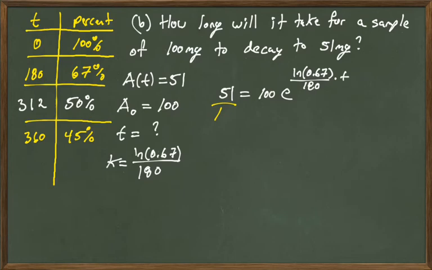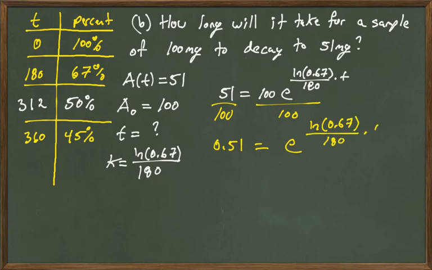And again, we're solving for a variable in the exponent. Oops, I don't want to do that with the eraser, do I? Not really. So I want to solve for a variable here in the exponent, so we need to isolate the exponential equation. So we're going to divide by 100. So we have 0.51 is equal to e to the ln of 0.67 over 180 times t. We're going to go ahead and take the natural log of both sides. We've done this like a million times now.